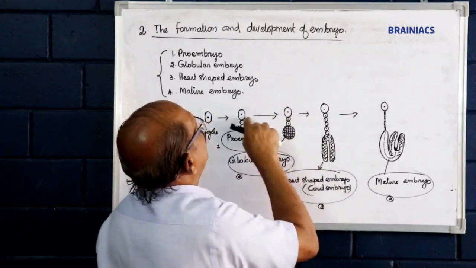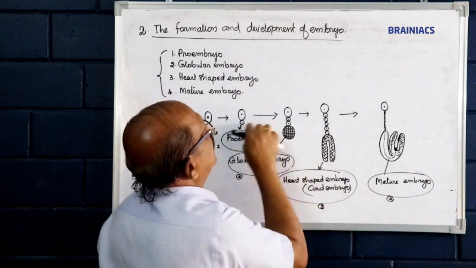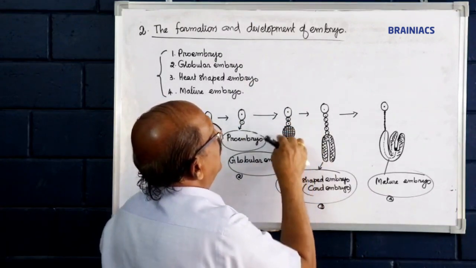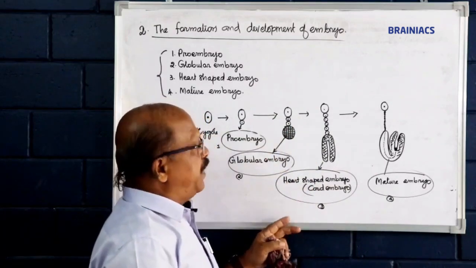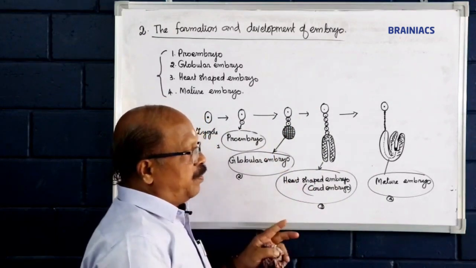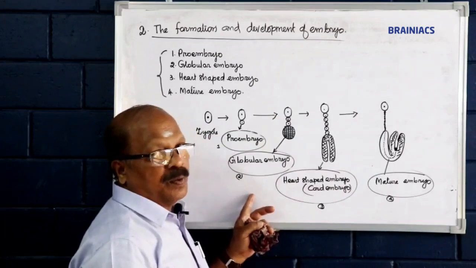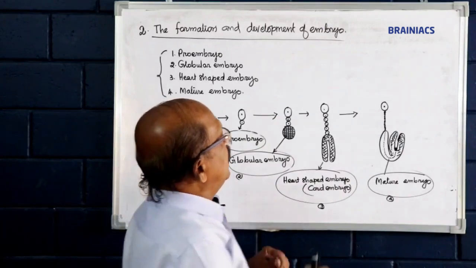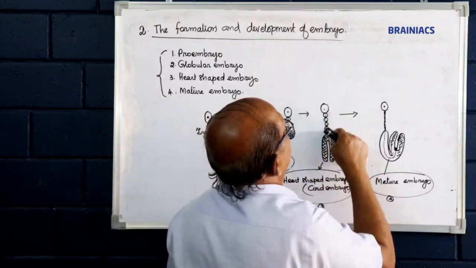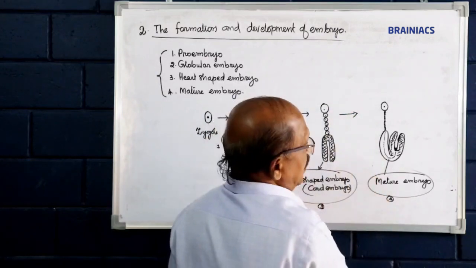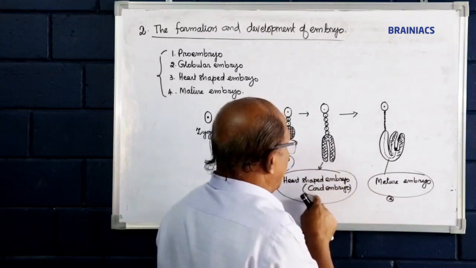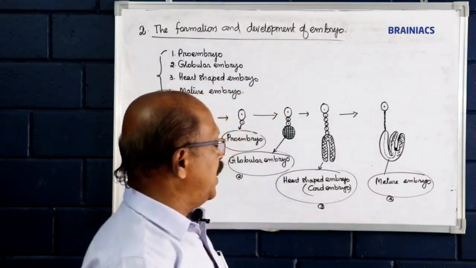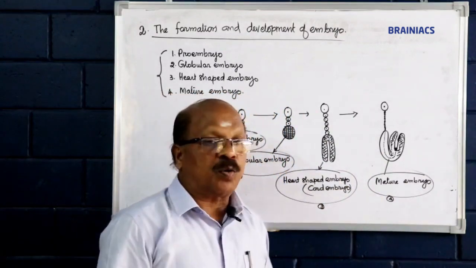That is, basal cell divides into two. Terminal cell or free end cell divides periclinally and anticlinally, forming a globular mass of tissue called globular embryo. Again division takes place in each and every cell, so that the globular embryo becomes cone-shaped or heart-shaped in appearance, and hence the name heart-shaped embryo or cord embryo.